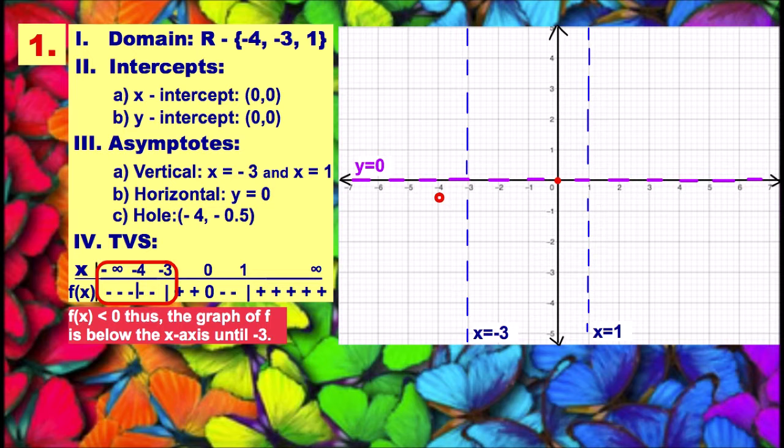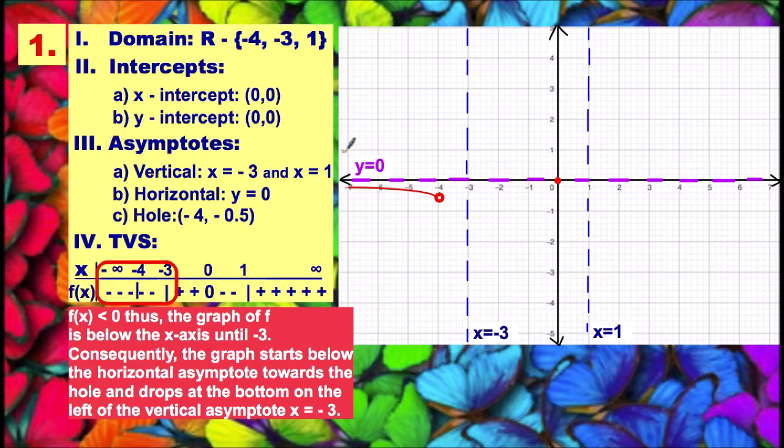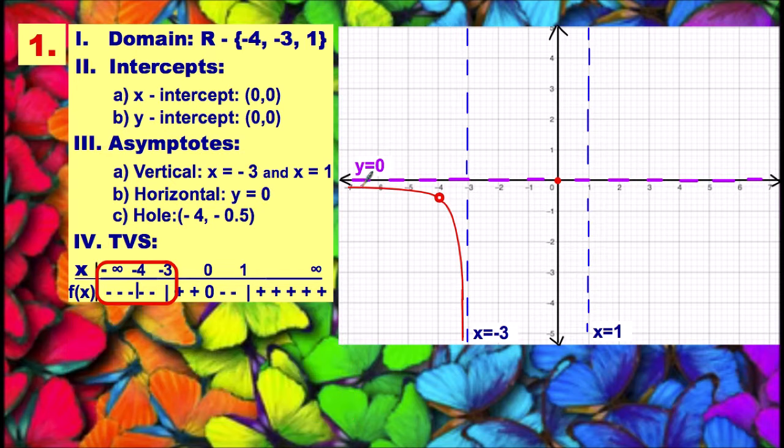f of x is less than 0, thus the graph of f is below the x-axis until -3. Consequently, this graph starts below the horizontal asymptote, towards the hole, and drops at the bottom on the left of the vertical asymptote, x equals -3. As shown here, it drops right down to the asymptote, and we illustrate the hole as well.